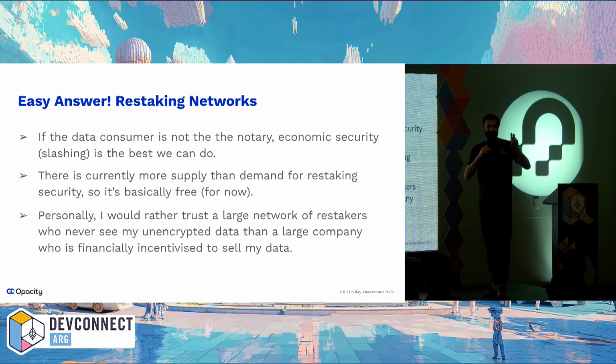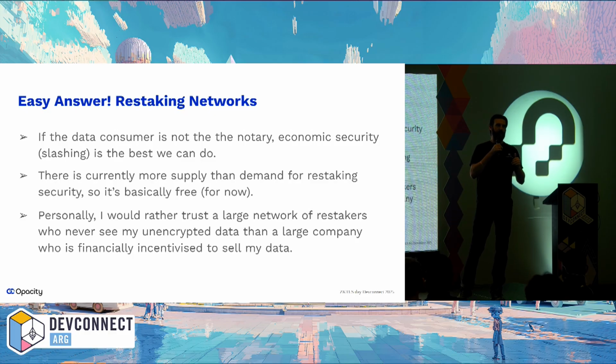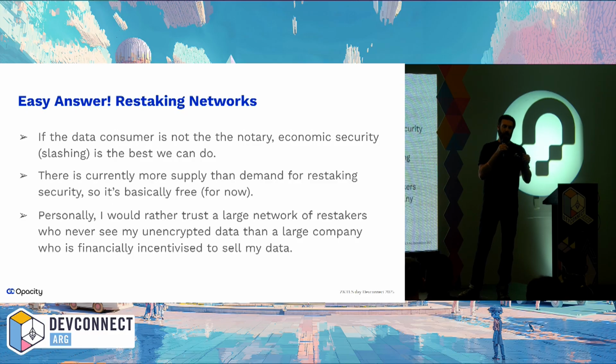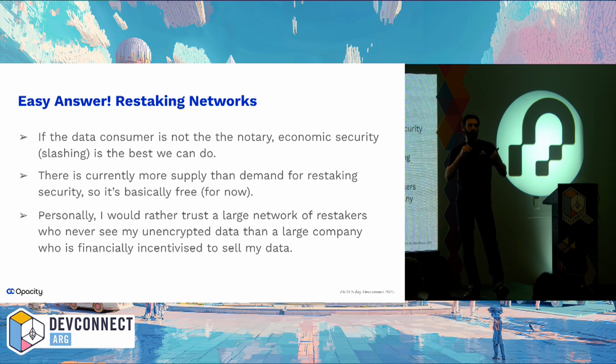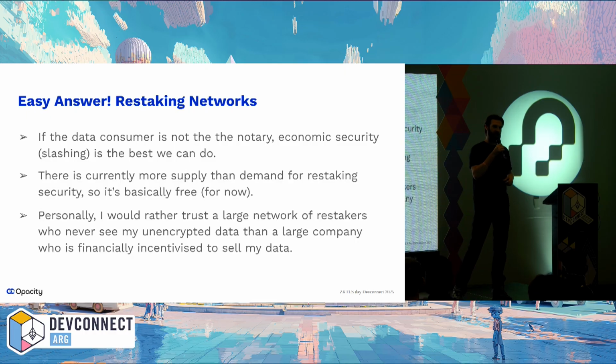So the easy answer, right, is a restaking network. If you're not running the notary yourself as the app developer, the next best solution is economic security as opposed to cryptographic security. And that's what restaking networks provide. There is a ton of capital that wants to provide services right now and not a ton of services for them to provide. So that economic security is very cheap, very abundant right now.